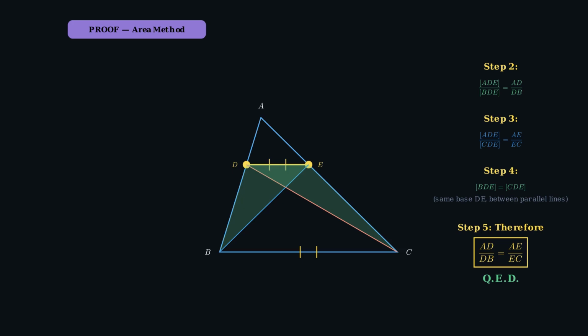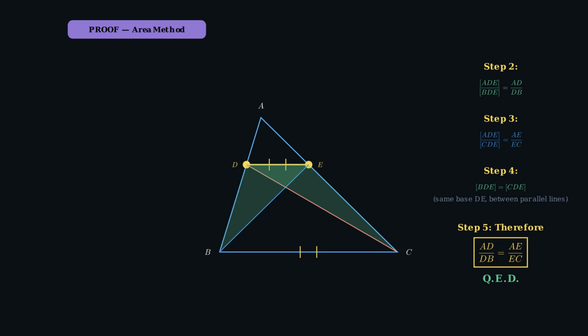Step 3. Similarly, triangles ADE and CDE share the same height from D to AC. So their area ratio equals AE over EC. Step 4. The key insight. Triangles BDE and CDE lie on the same base DE and between the same parallel lines DE and BC. Therefore their areas are equal. Step 5. Since the denominators are equal, the two ratios AD to DB and AE to EC must be equal.